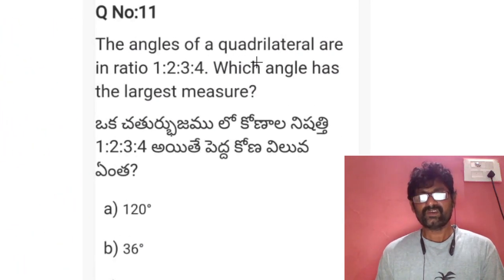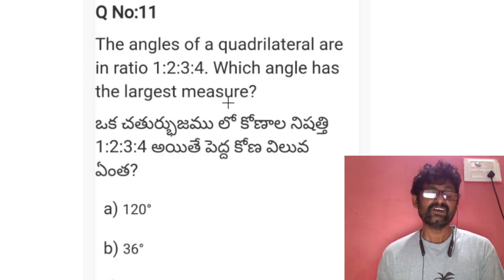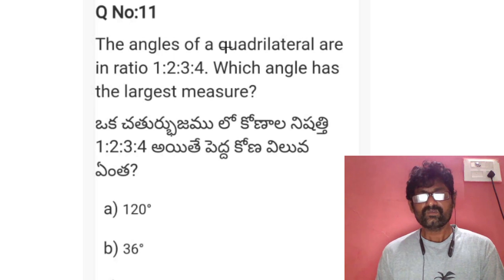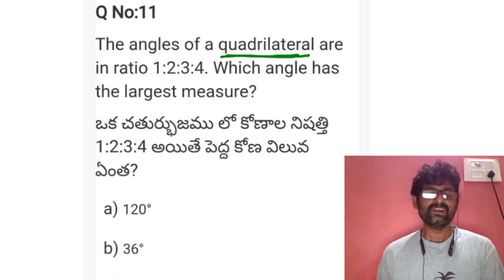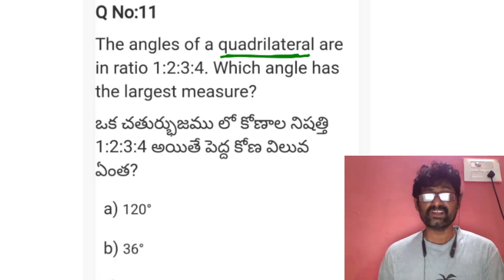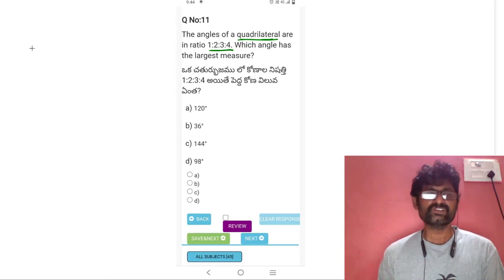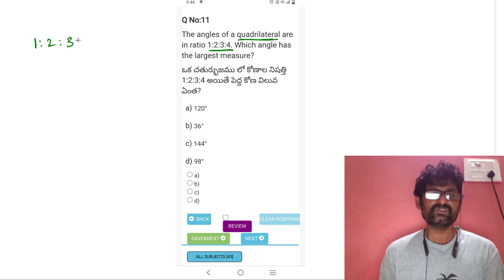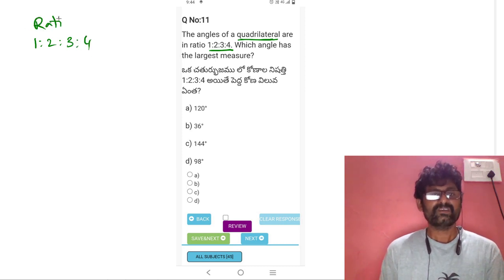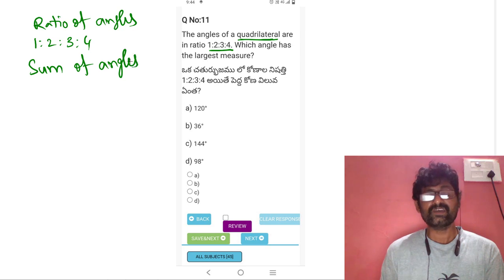The angles of a quadrilateral are in the ratio 1:2:3:4. Which angle has the largest measure? So here we need to think of the quadrilateral. In a quadrilateral, the sum of all interior angles is how much? 360 degrees. Now the ratio of those angles is 1:2:3:4. This is the ratio of angles. Now the sum of angles in a quadrilateral is equal to 360.